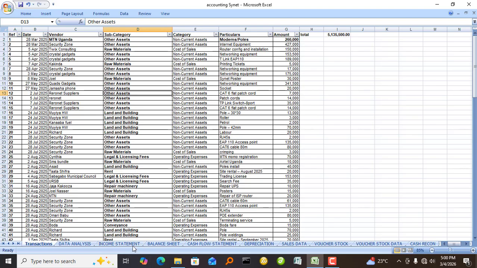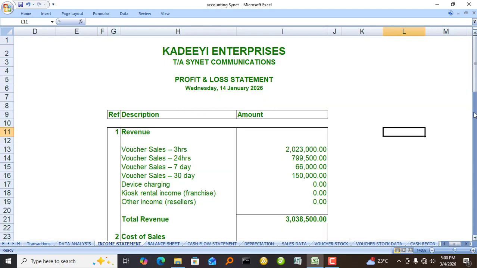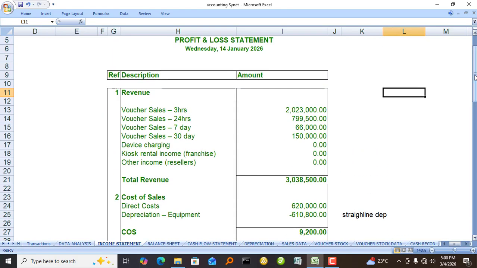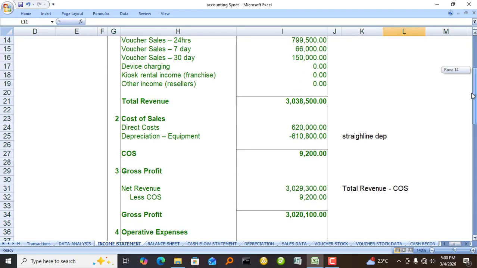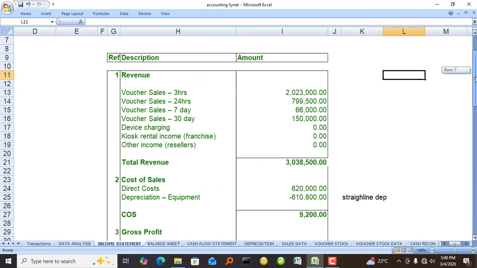So we start with the income statement. The income statement is the one which shows you your revenues and your expenditure, the money coming in and the money going out, and shows you if you're making a profit or a loss. There are different sections, but we're going to go through the sections one by one.